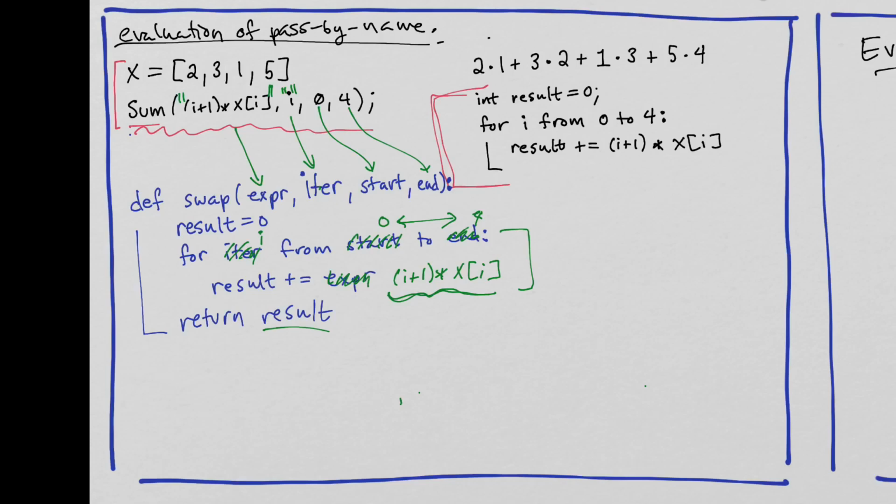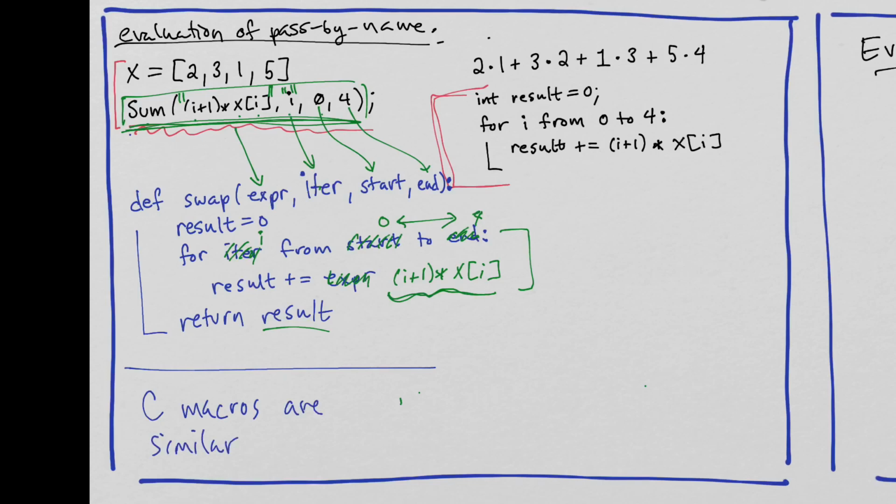And so this shows you the power of pass by name, because you can make your code very expressive, right? Programs that are very readable, right? Sum up (i+1) times x sub i for i from 0 to 4 is a pretty interesting and complicated expression. The closest thing in your experience to pass by name, by the way, is C macros. And so they are similar, not quite the same, but similar to pass by name.